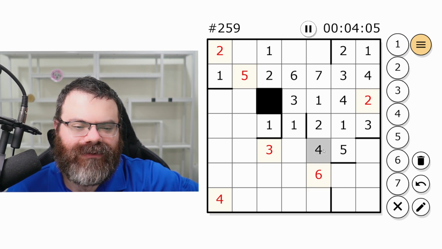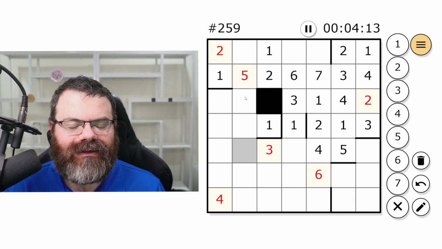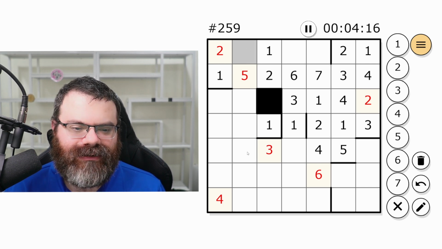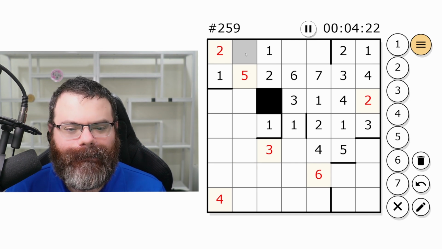Did that really, that 4 didn't give us anything? Help. This isn't 4. Actually, that does it, yeah. Oh no, the 4 can be up here. I didn't scan high enough. There's 2 places for 4 in this column, here and here. Doesn't help me.